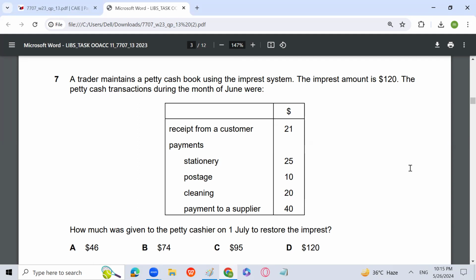So the amount we were having is 46. So the 74 is going to be the amount. So B is going to be the answer. Let me explain it a little bit.